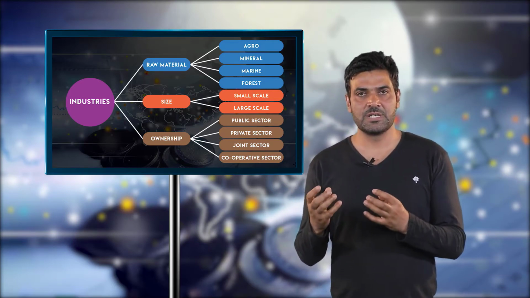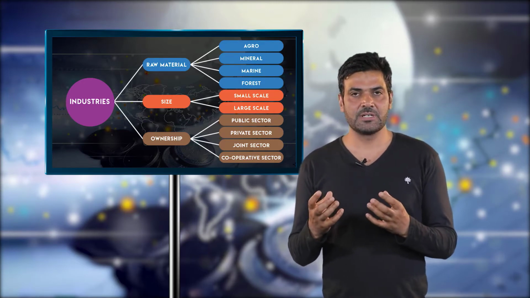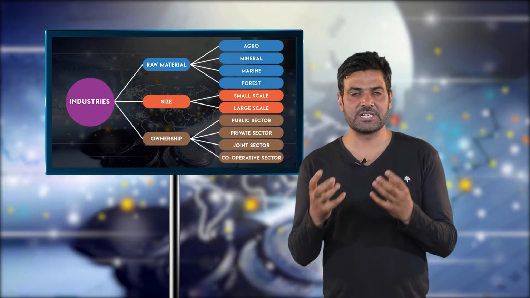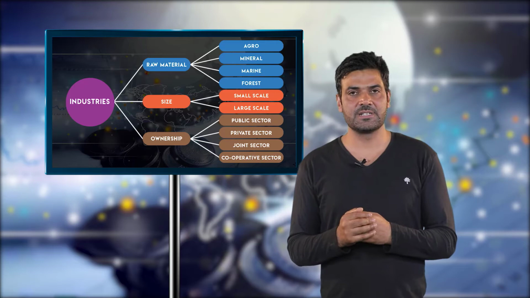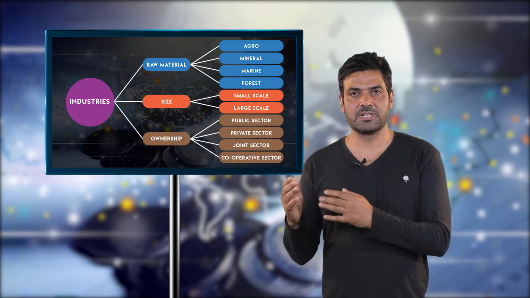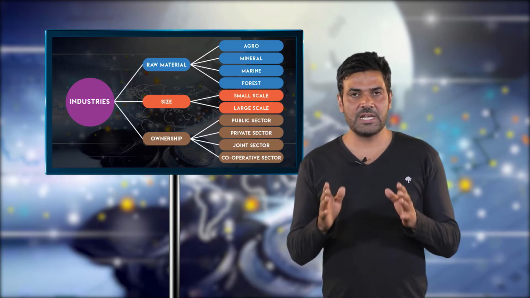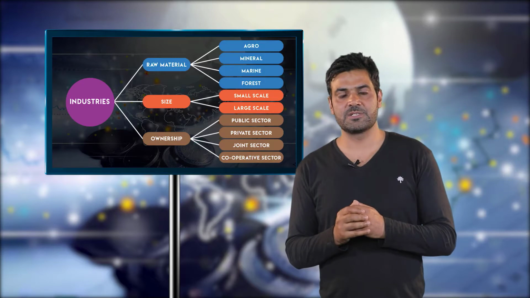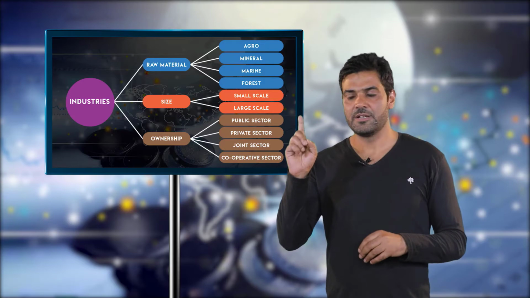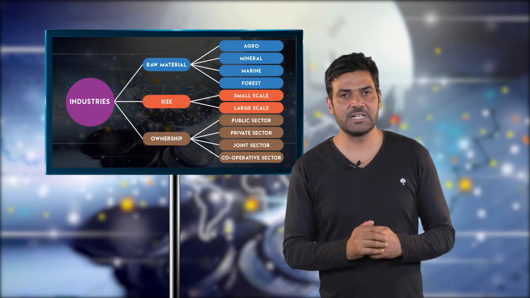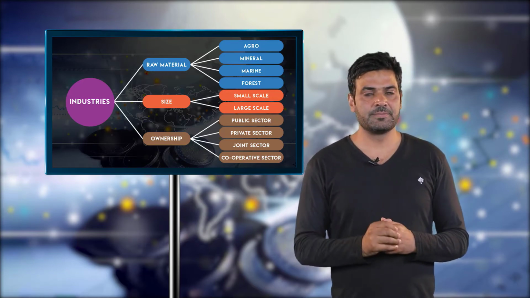Primary sector involves extraction and agriculture. Secondary sector involves manufacturing. Manufacturing means the activities that convert raw material into the finished products. And the third, tertiary sector, involves the production of services. But here at this level in class 8th, as per your textbook, we are going to classify industries on the basis of three things. Number one, as you can see, raw material. Number two, size. And number three, ownership.